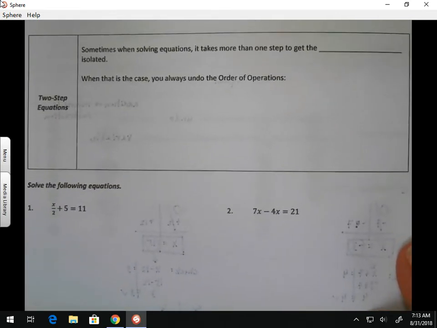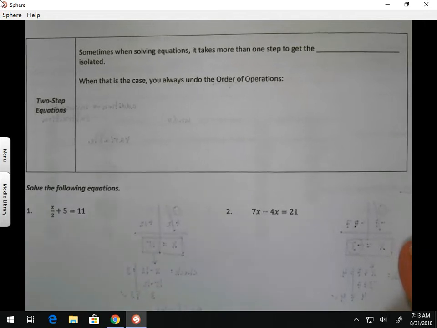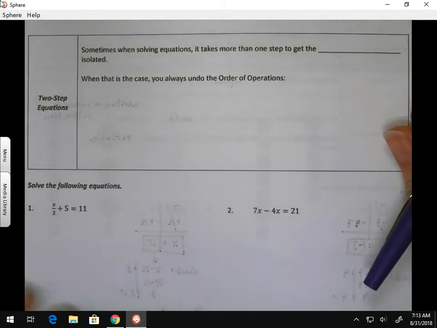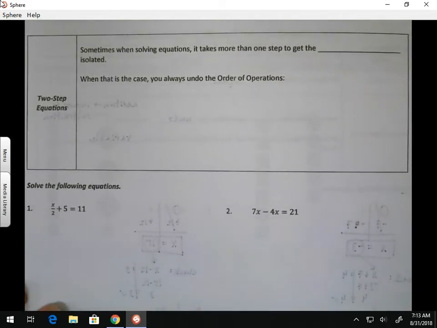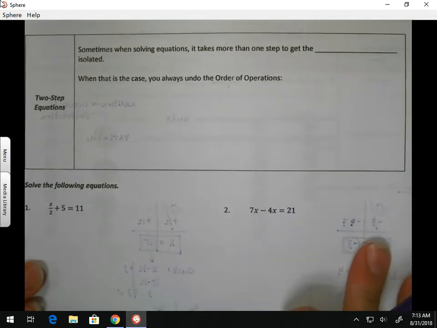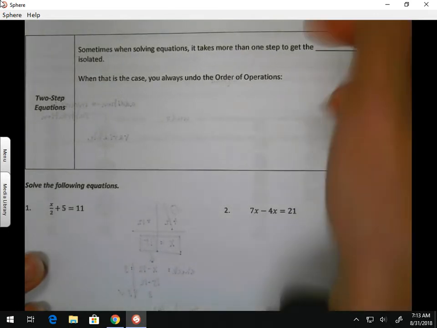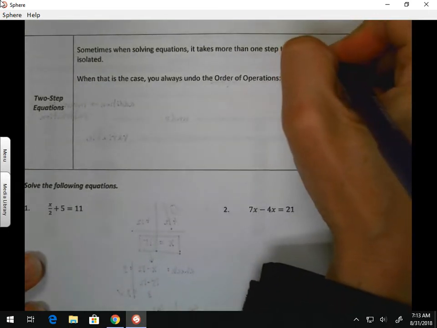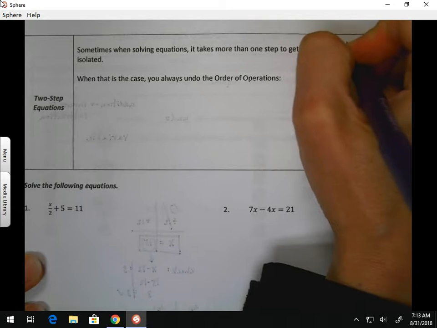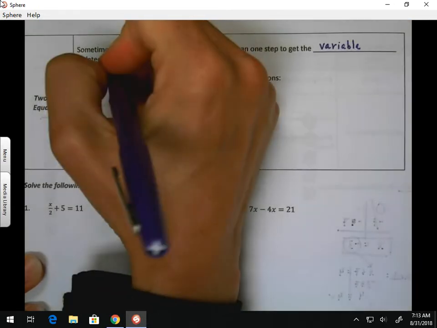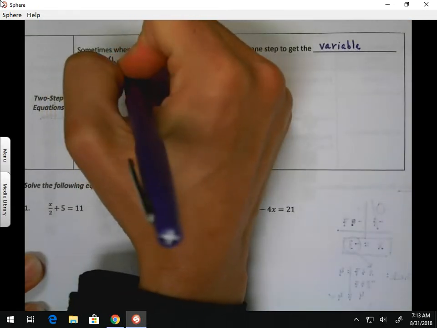And we're going to talk a little bit about two-step equations. And again, we won't go through all of these examples. We'll just do a few to kind of get you going here. Now, sometimes when we're solving equations, it takes more than one step to get the variable isolated. And again, when we say isolated, we mean by itself.